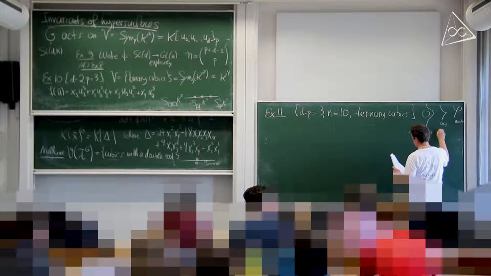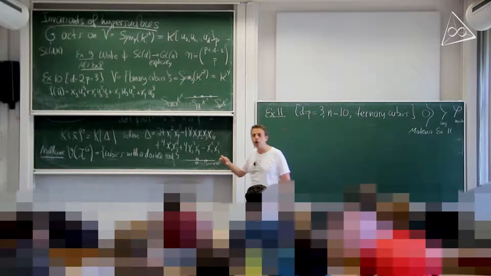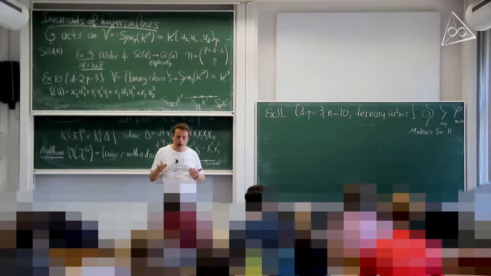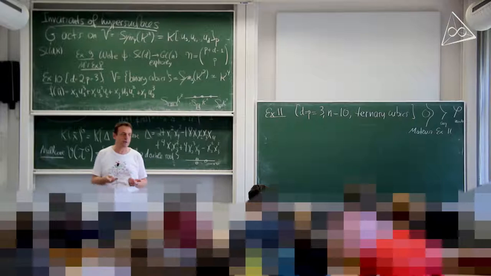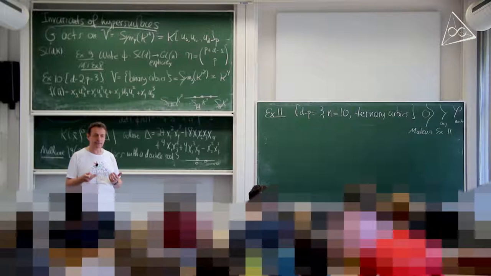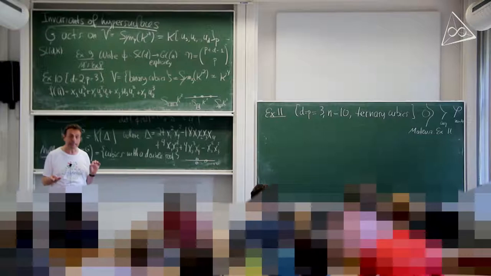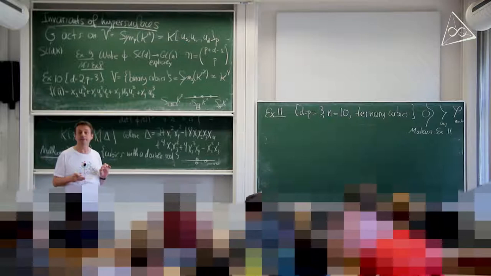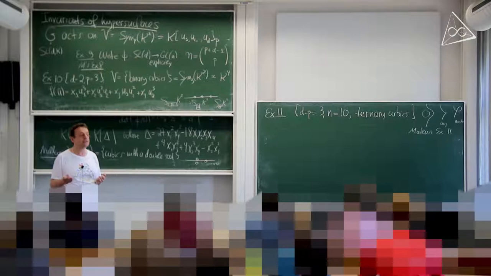Mateusz, exercise 11, asks you to think about cubic polynomial functions on this 10-dimensional space. There is a 10-dimensional space we're acting on, the space of cubic polynomials. Properties of these polynomials are expressed by polynomial functions. So there's the 12 choose 3 dimensional space of cubics. And Mateusz wisely asked you last time to take that representation and decompose it into irreducibles.